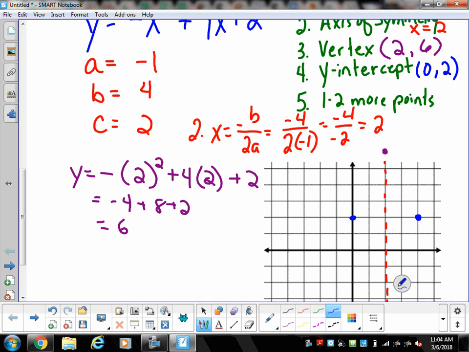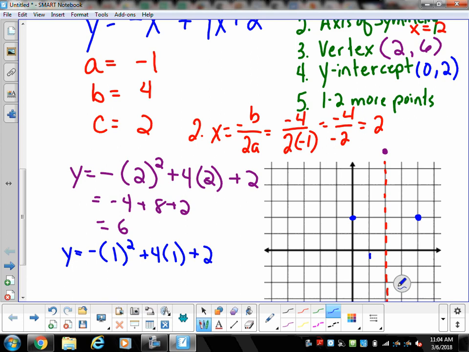And so if we choose a value of x, let's choose when x is 1. That's going to be a point somewhere up in here. And remember, to find that, I have to plug in 1 where x was in that original equation. So where I put a 2 in all of these, I'm going to put a 1. So it's going to be y equals negative, parentheses 1 squared, plus 4 times 1 plus 2.